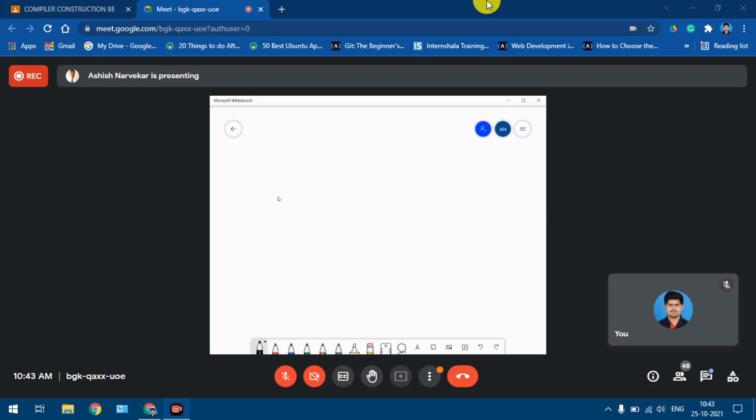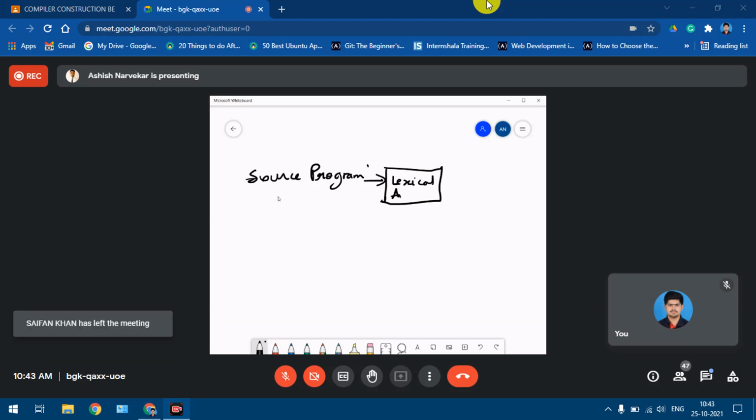Till now, what we learned was we have our source program. This is given to the first stage, that is lexical analysis. What lexical analysis does is generate tokens and give them to the next phase. Instead of calling it lexical analysis, we can call it the lexical analyzer. The entity responsible for converting the source program into tokens is the lexical analyzer.